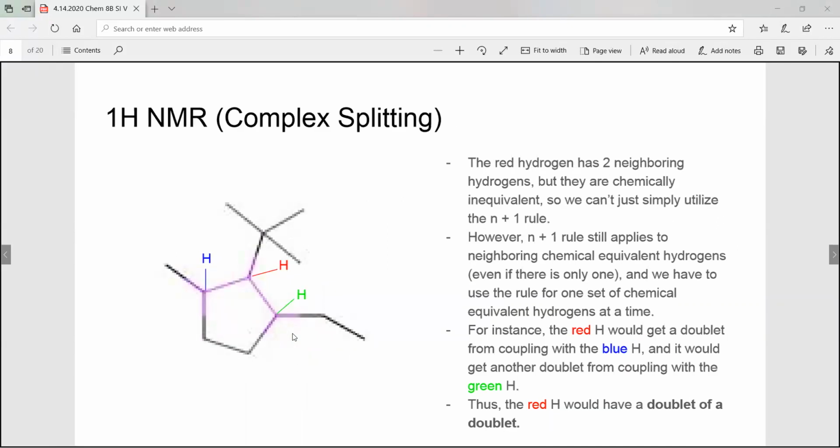Note that the n+1 rule still applies to neighboring chemically equivalent hydrogens. So we would use this rule for each set of chemically equivalent hydrogens at a time. For instance, the red hydrogen would get a doublet from coupling with the blue hydrogen, and it would get another doublet from coupling with the green hydrogen. Thus, the red hydrogen would have a doublet of a doublet.